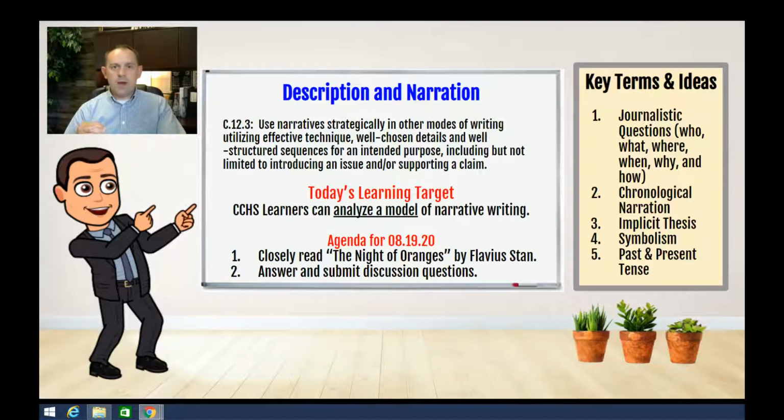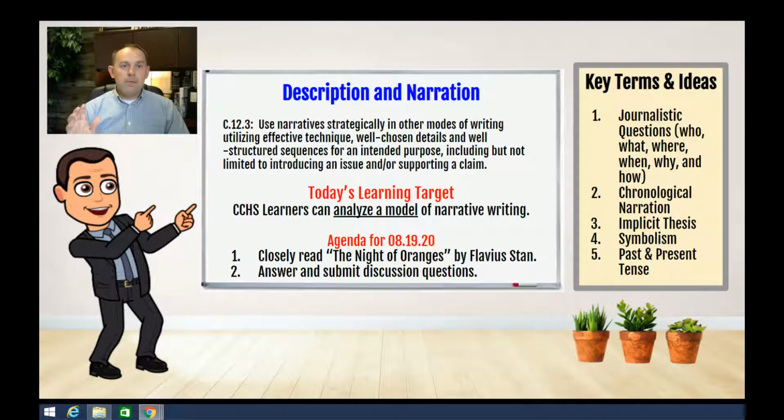Description characterizes any writing in which the author is using details and appealing to the 5 senses in such a way that they're trying to recreate an experience for you. Probably all kinds of writing that you do is going to rely upon description as a mode of development. Narration is a specific mode of development that we're studying right now, where the author narrates events that have happened. And there are lots of different techniques that an author can use in order to narrate a sequence of events. And so we're reading The Night of Oranges as an example of how the author effectively uses different writing techniques for narration.